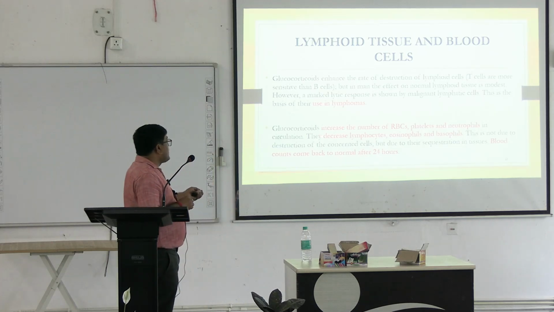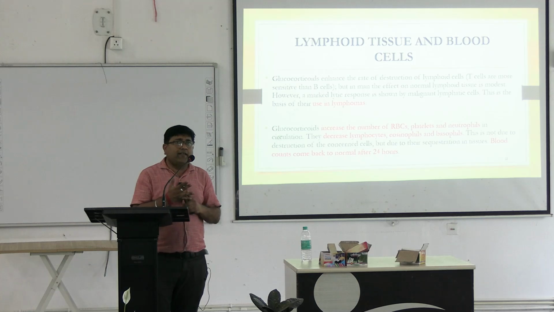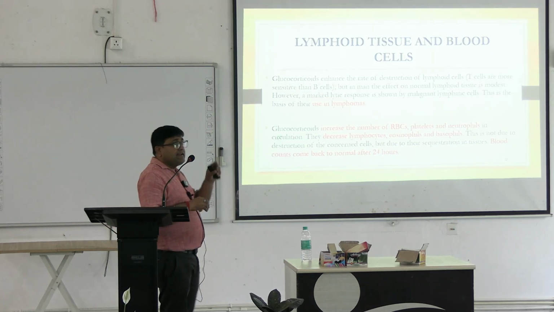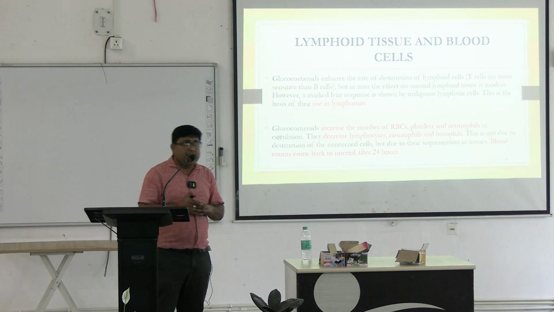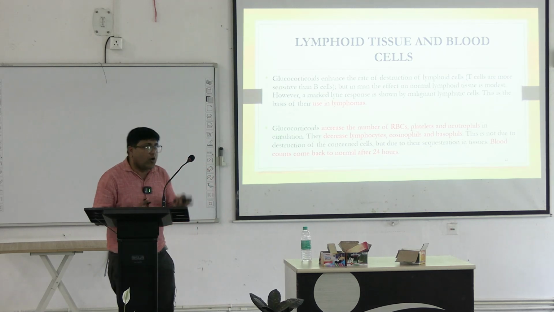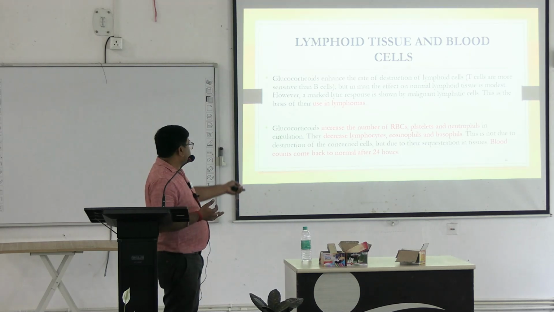Now again, glucocorticoids increase the number of RBCs, platelets and neutrophils in the blood, and they decrease the level of lymphocytes, eosinophils and basophils, and the count returns to normal within 24 hours of stoppage of therapy.